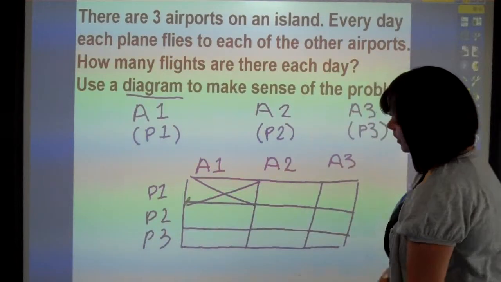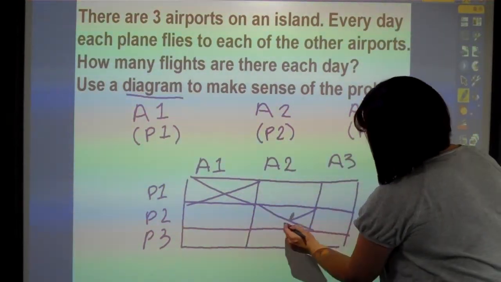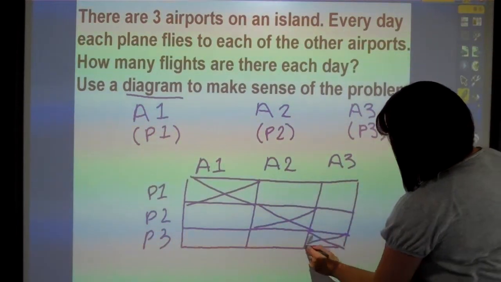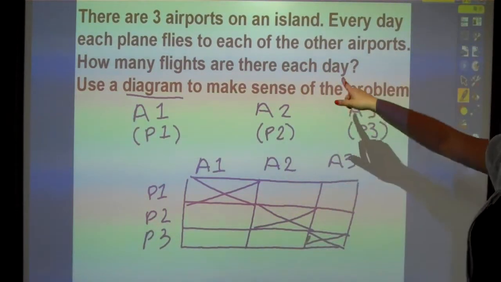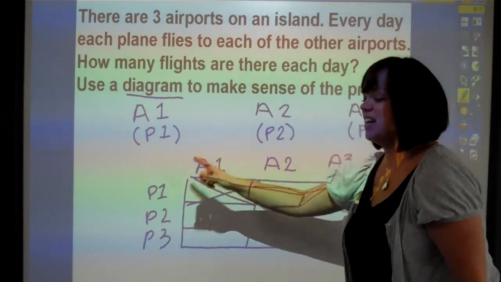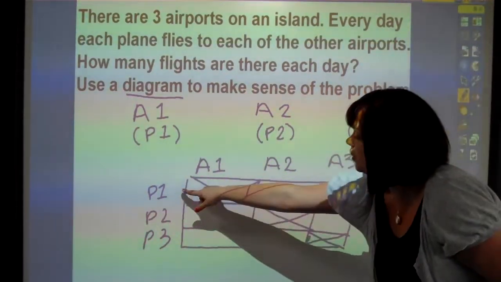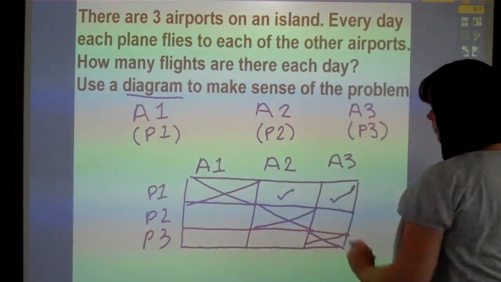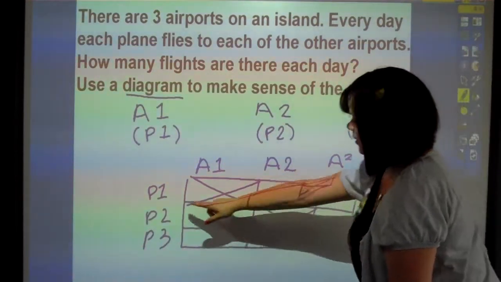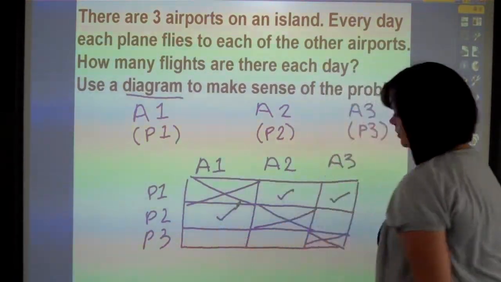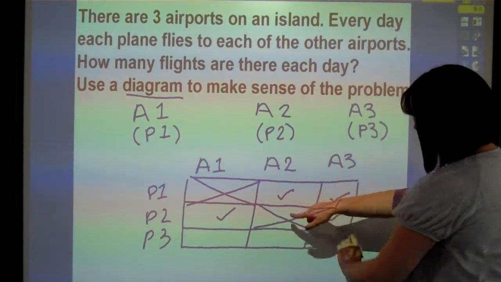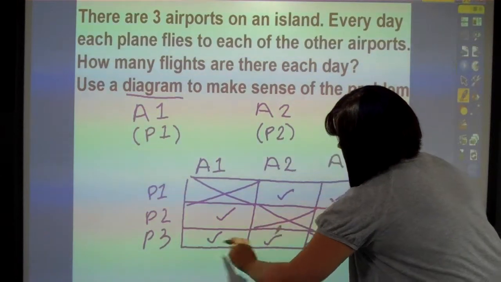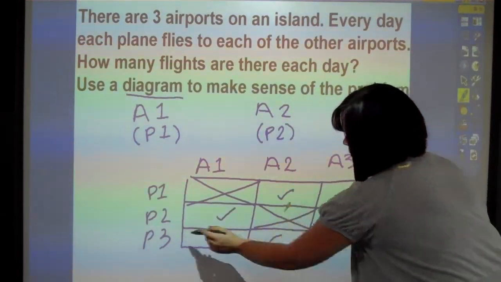Plane 2, which one can't it fly to? It can't fly to airport 2. And plane 3, which one can't it fly to? Airport 3. Now if we think about the question, it says that the planes fly to the other airports every day. So on any given day, plane 1 flies to airport 2 and it flies to airport 3. So I can tick them. Plane 2 flies to airport 1 and airport 3, because it can't fly there. So I tick them. And you've probably guessed, plane 3 can go to airport 1 and airport 2.